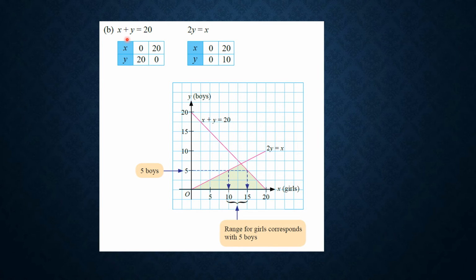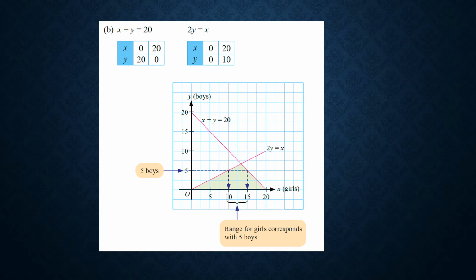Next, for part B, you already identified the equations. You find two coordinates, and then you draw the line. For x plus y equals 20, here they took the coordinates: when x equals 0, y is 20, and when x equals 20, y is 0. So you mark, then you plot. Then for the second equation, 2y equals x, you find the coordinates, then you mark, then you plot.